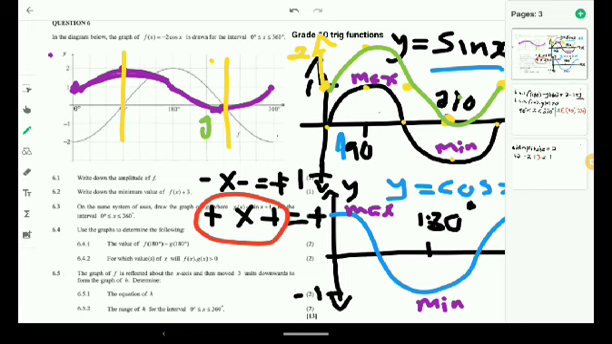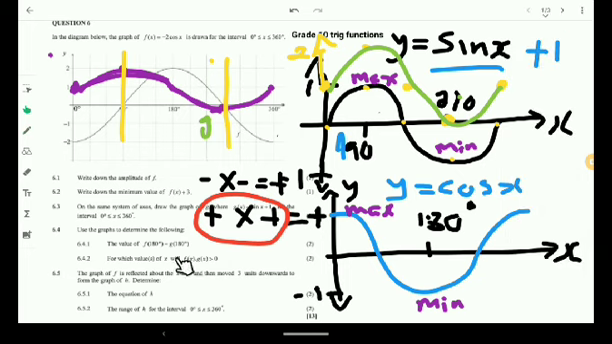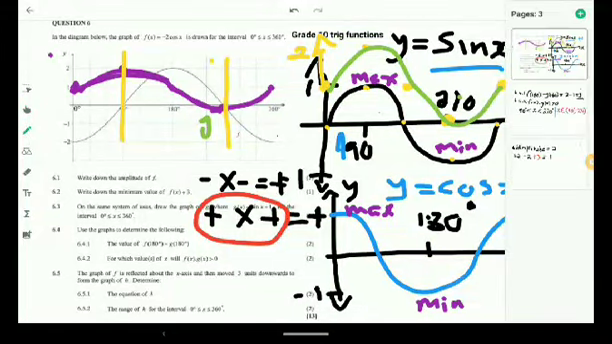The next question says the graph of f, the black graph, this graph, is reflected above the x-axis and then moved 3 units upwards, 3 units downwards to form h. So let me just show you. So this graph is the graph of f. Let me just show you how to answer this question as well.